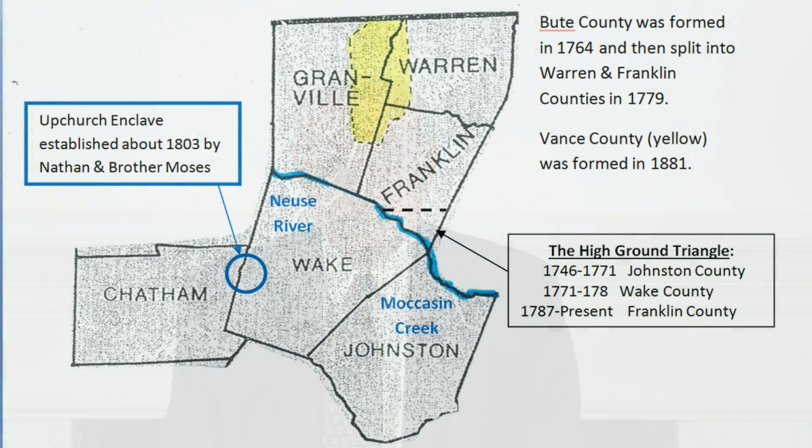In 1764, this large Granville County was divided into two parts. The western part became Granville, as you see in the map, and the eastern part became not Warren and Franklin, as you see, but became Bute County.